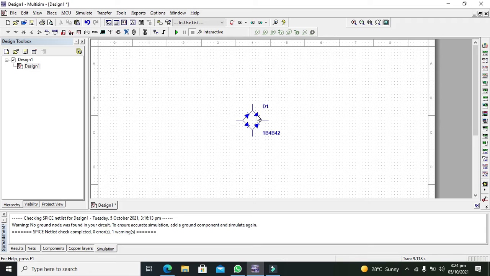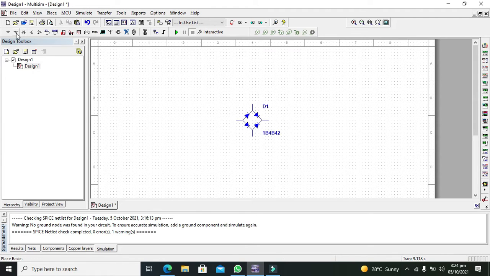Now you can see that there are four diodes and they are connected in such a way that two diodes have a common cathode and two diodes have a common anode, like you can see. And this is the part from where we can get our DC output.